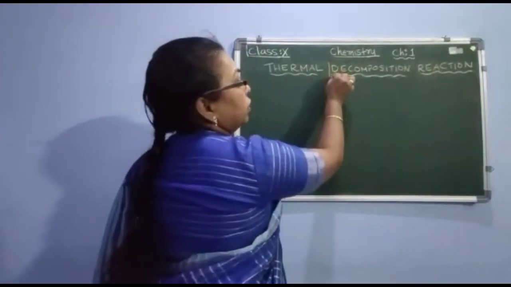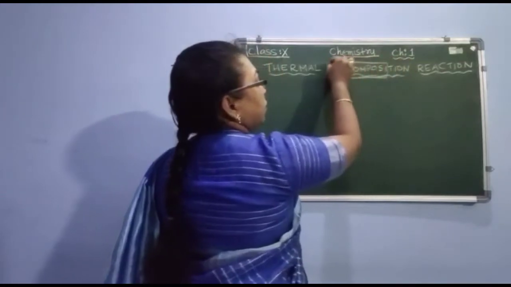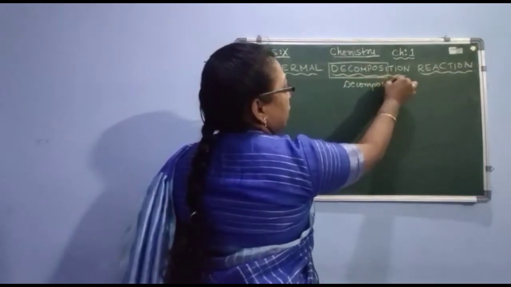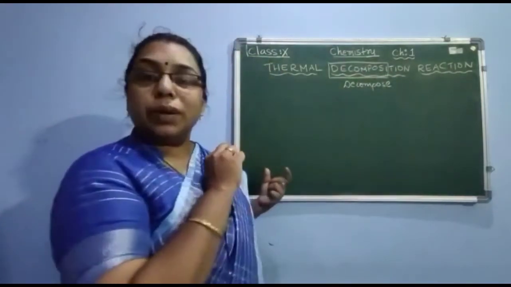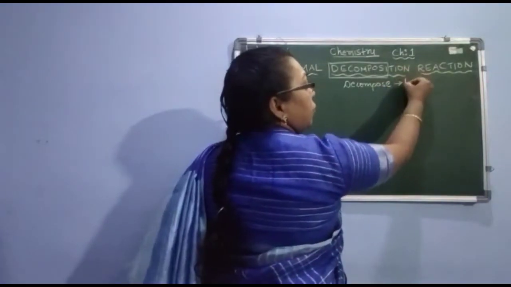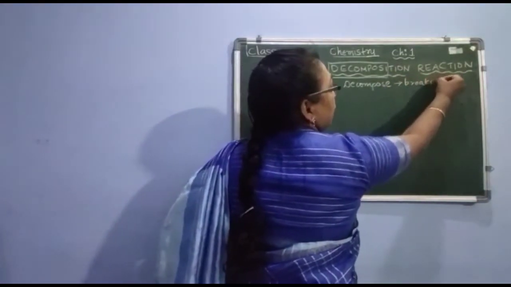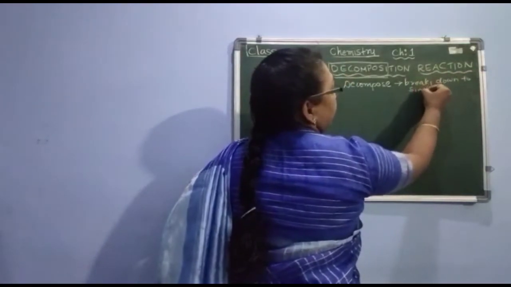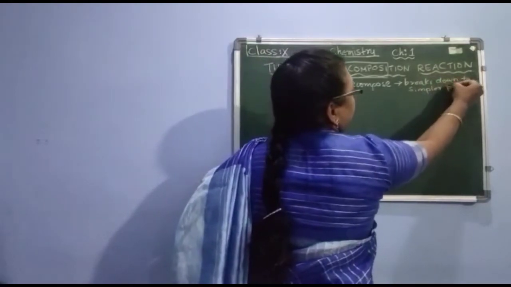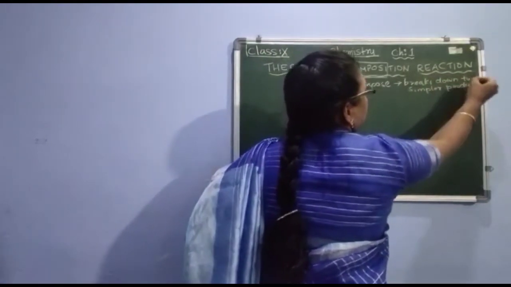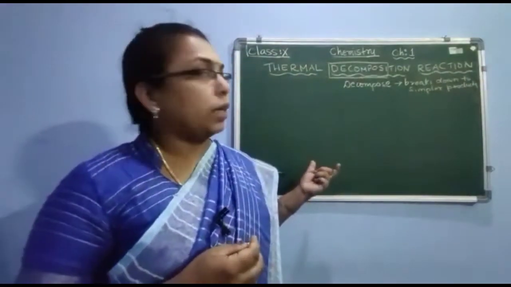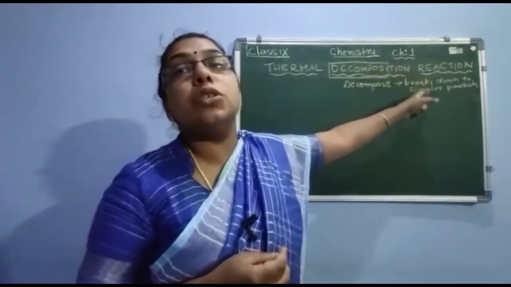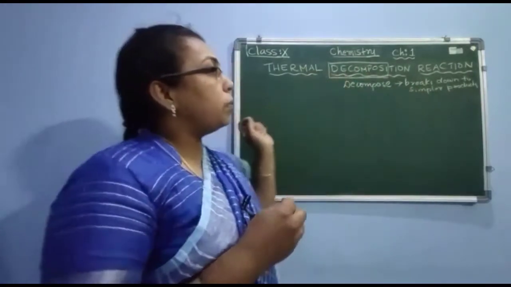See, from the word decomposition, we have the term decompose. That means something is decomposing, right? What do you mean by decompose? Decompose means breaks down to simpler products. When something is breaking down into simpler products, that is called decompose. And here, what reaction is this? This is a decomposition reaction. So what is breaking down?